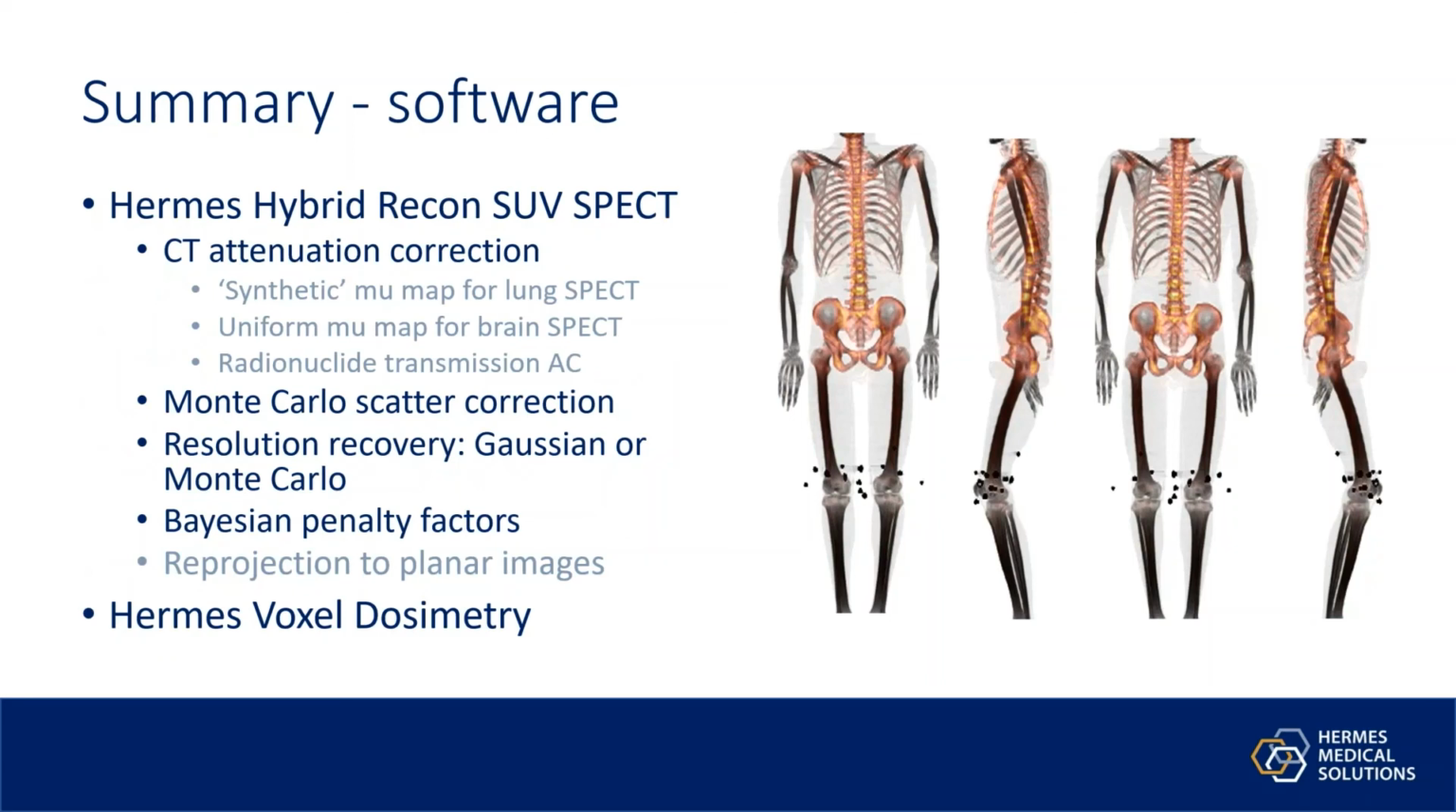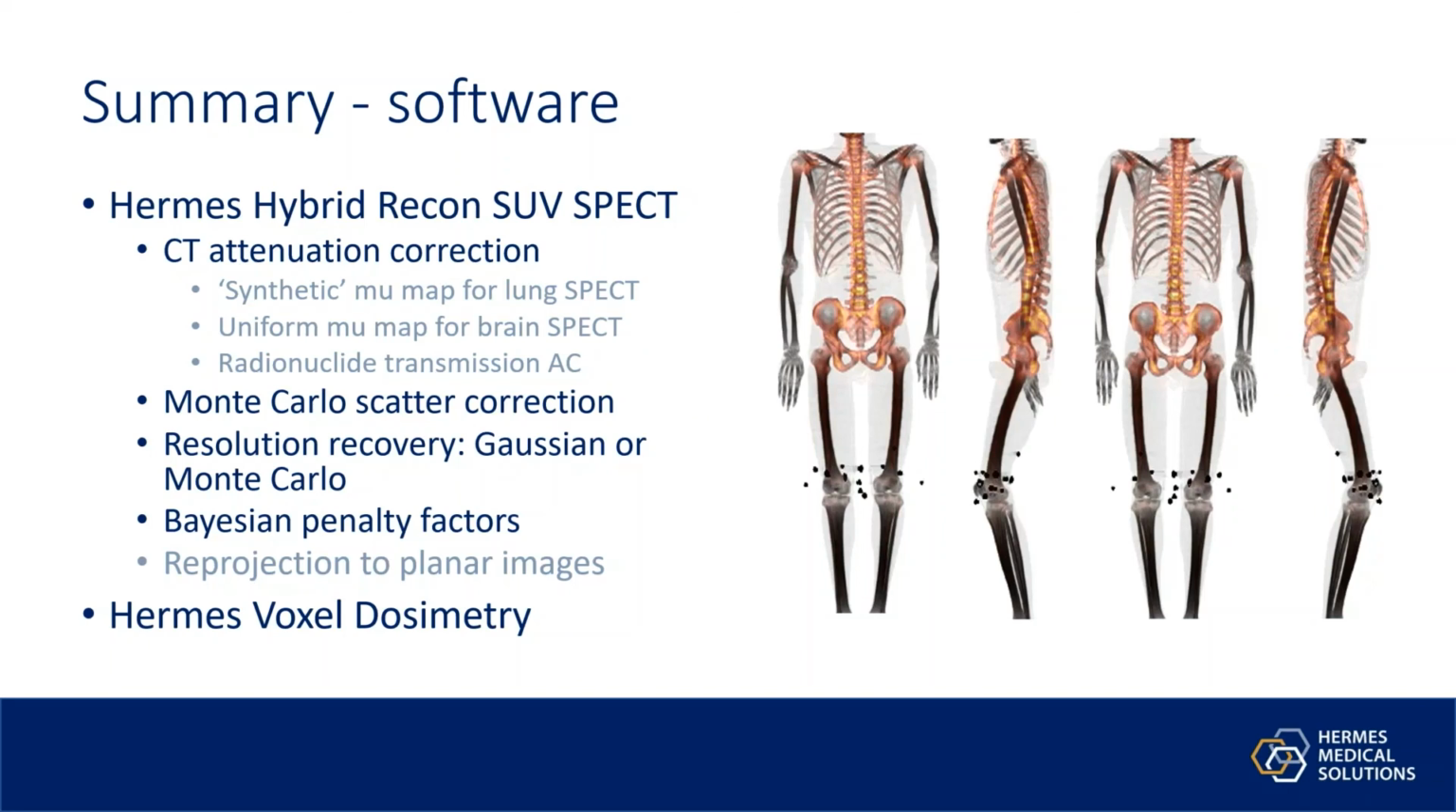A summary from the software side. So we've looked at the Hermes Hybrid Recon SUV SPECT software and discussed the CT attenuation correction method. What we didn't discuss was other attenuation correction methods for if the CT is not available. So we have a synthetic map for doing lung AC where the CT is not required, the uniform Chang correction for neurology, and also we're able to do a radionuclide transmission attenuation correction.